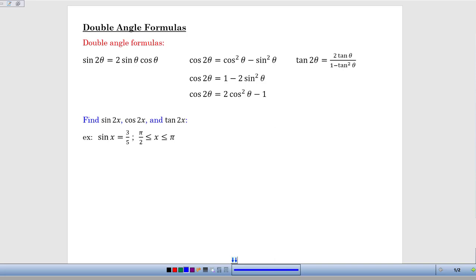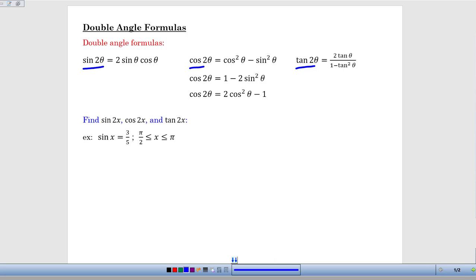So in this section, we're looking at a series of formulas called the double angle formulas. And the name should be pretty obvious as we start to look at these, because we're looking at the sine, cosine, and tangent of 2 theta. And we have this sine, cosine, or tangent of 2 theta in terms of, in each case, sine of theta, cosine of theta, or tangent of theta, or some variation combination of those.